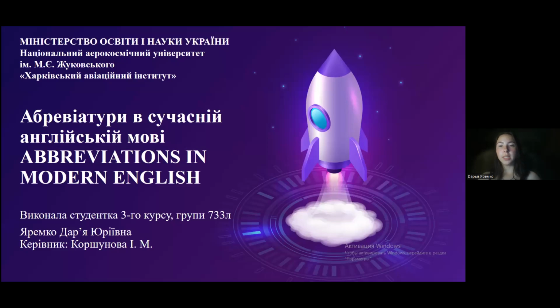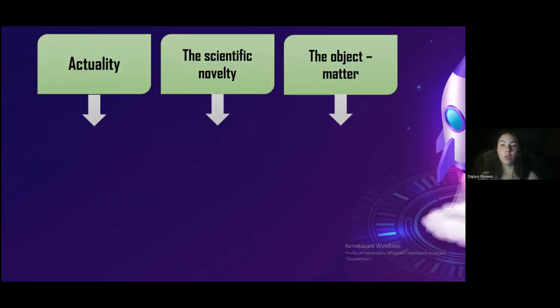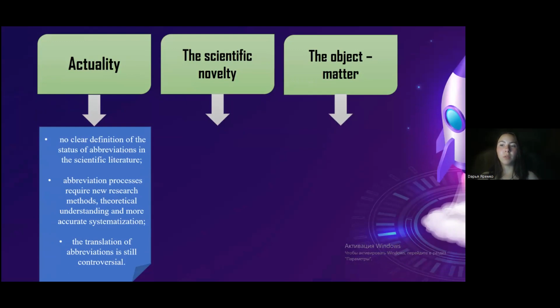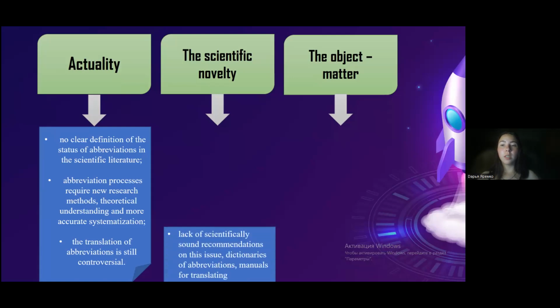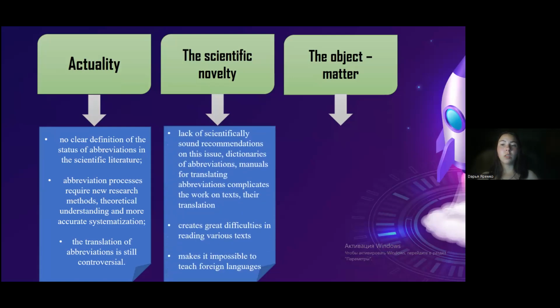The first slide, please. The actuality of the research can be determined by the following factors. In the scientific literature, there is no clear definition of the status of abbreviations, and their uniform classification is not presented. Abbreviation processes in language require new research methods, theoretical understanding, and more accurate systematization. The translation of abbreviation is still controversial and therefore requires a more detailed study. The scientific novelty is a lack of scientifically sound recommendations on this issue.